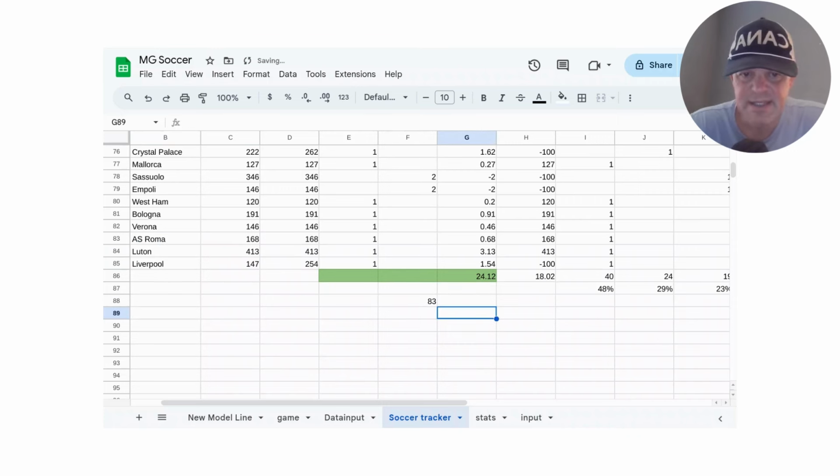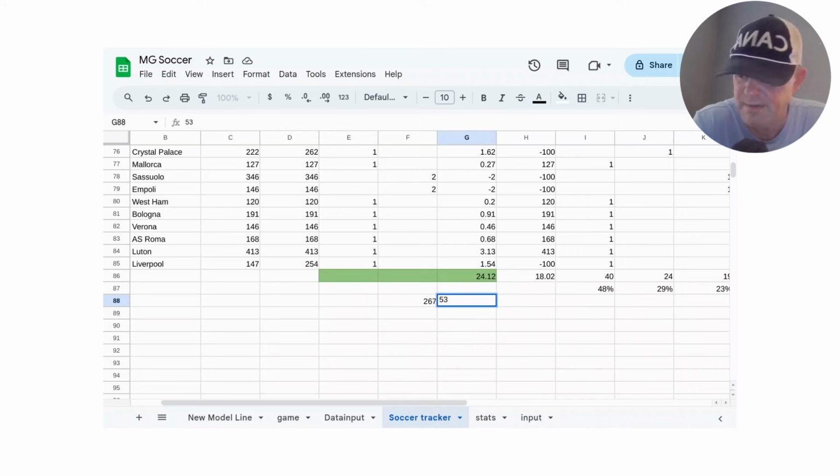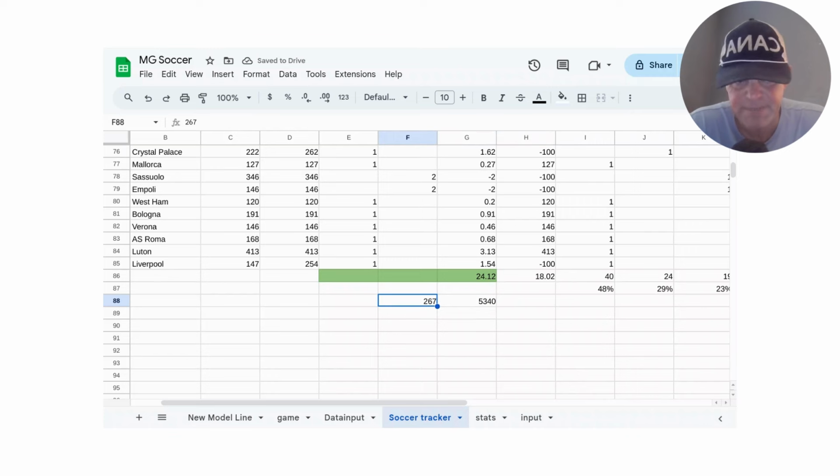So if we take 83, and we take 83 divided by 31 days. So you're averaging 2.67 plays, all right? Or you could basically say you're averaging $267 wagered per day. Now, an easy way to determine your bankroll requirements is just multiply this number times 20. So you take 267 times 20, and you're going to get 5340. That's an easy way to kind of process it, right?